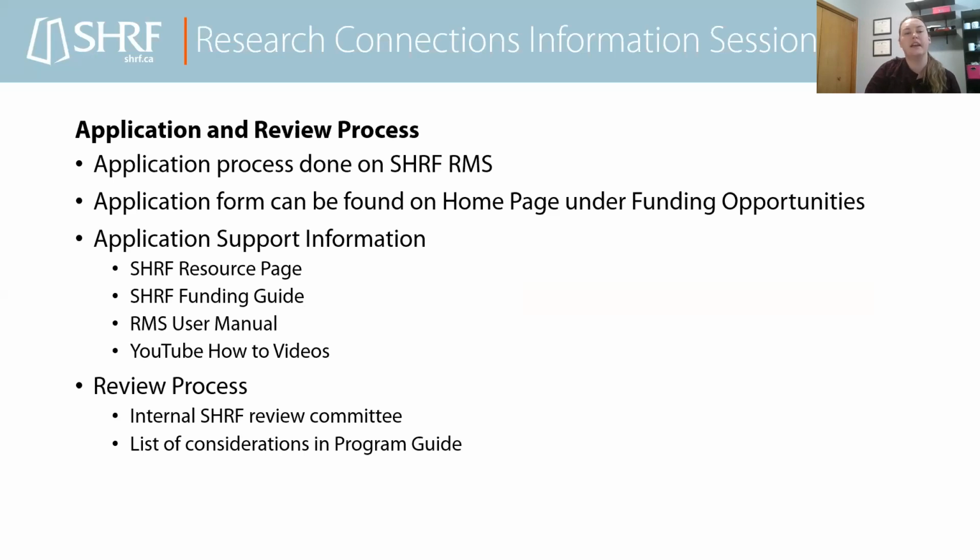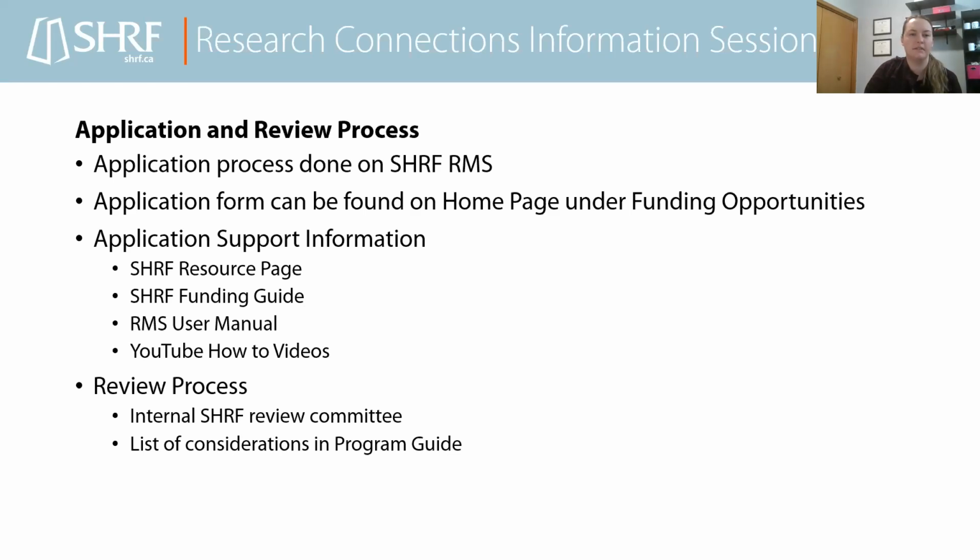So, the application and review process. Application is done on the SHRF RMS, similar to our other grants. You'll need to create an RMS account and log in under your organization. Ensure that the organization you register under matches the organization where you intend to hold the funds. If that needs to be updated, you can send SHRF an email and we can help you out on that end. The application form should be found under the homepage under funding opportunities.